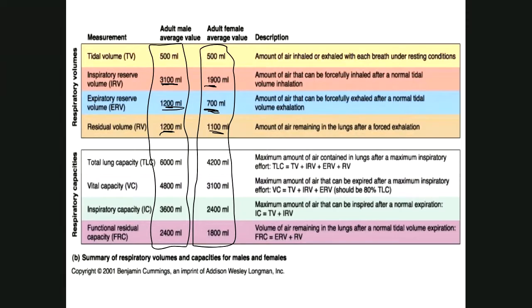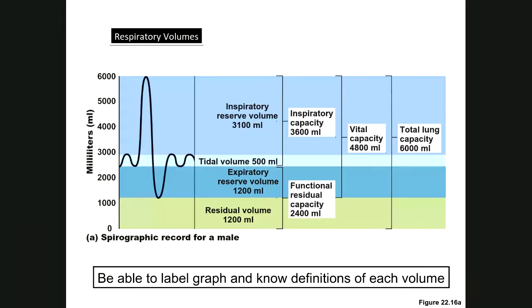So the tidal volume for an adult, whether you're male or female, is about 500 milliliters of air, about half a liter of air. And again, we breathe in, we breathe out, we breathe in, we breathe out, about half a liter of air. So make sure you're able to label the graph, make sure you know the definitions of each of these volumes.